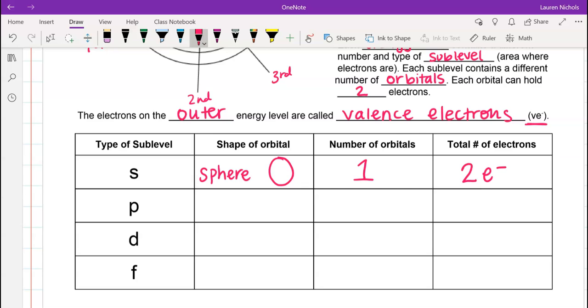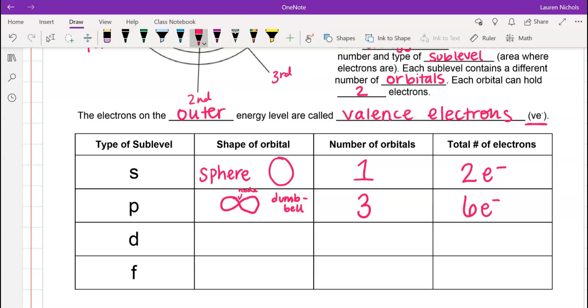Now, the P sublevel looks more like a dumbbell, like you work out with, where the center part is a node, a place where electrons are not, because that's where the nucleus is. That node goes right where the nucleus is, and the P has 3 orbitals, and that means there are a total of 6 electrons, because 3 times 2 is 6.